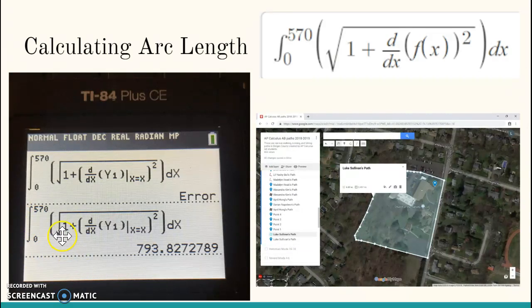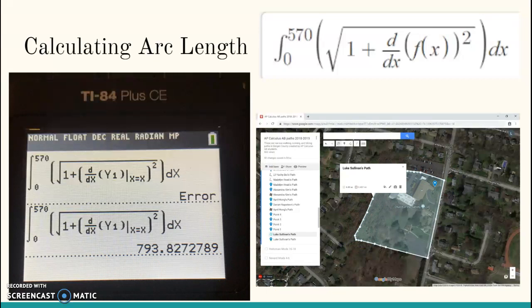And then I did it using the arc length formula, which is the integral of the square root of 1 plus the derivative of whatever the equation is, squared. And then right here you can see 1 plus derivative. Y1 is the very long quintic formula that we found for the comparison of the graph, and we're solving it x equals x. We square it to get 793.827. So that is the length of this path right there.